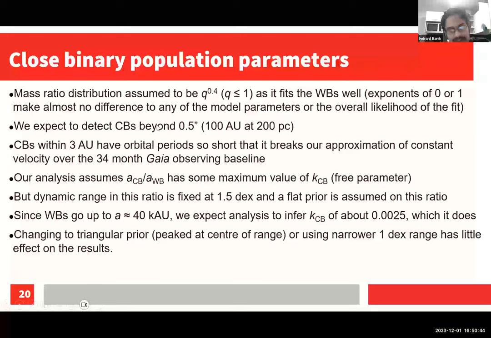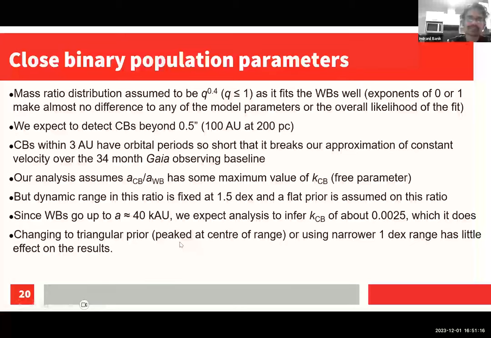This is based on the angular resolution of Gaia, and on the observing baseline of Gaia, as in the amount of time it's been observing for. This means that we're expecting the KCV parameter to be about 100 AU divided by about 40,000 AU, which is basically what we get. Though in our analysis, we didn't impose this as a prior. We just asked for KCV to be somewhere between 0.001 and 0.75.